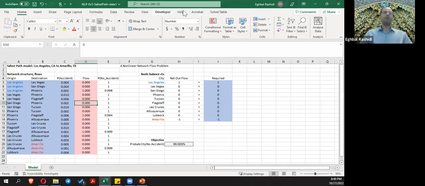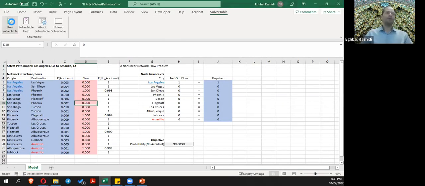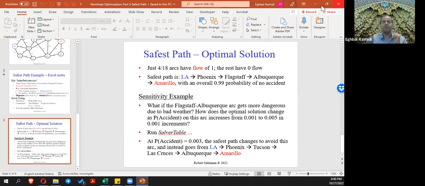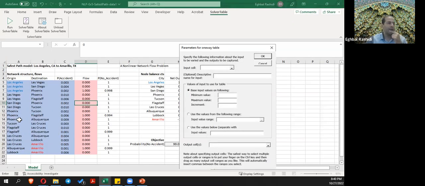So I'm going to open up the solver table, because we're going to do analysis here. Input cell. So we want to change the probability of having an accident for Flagstaff to Phoenix. Was it Phoenix to Flagstaff? It was Flagstaff to Albuquerque. This one. So we want to change this.